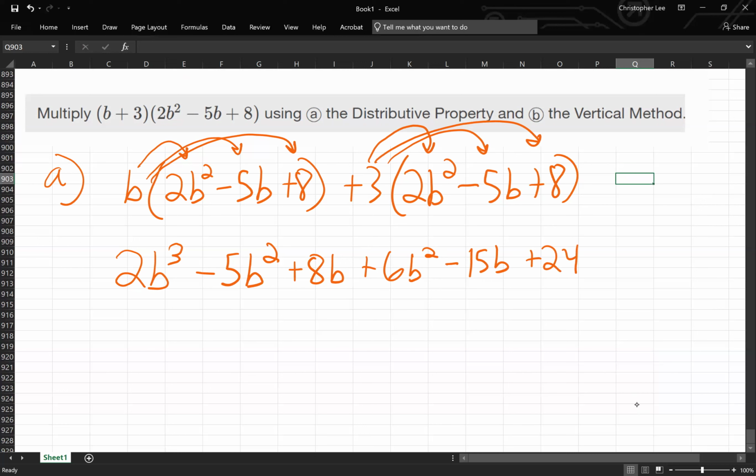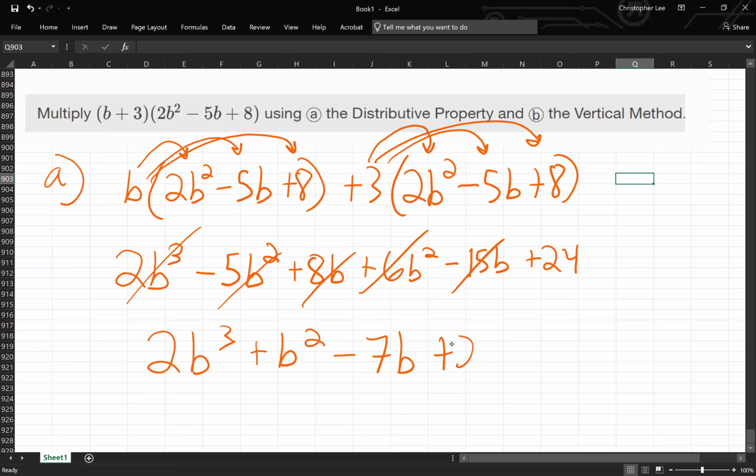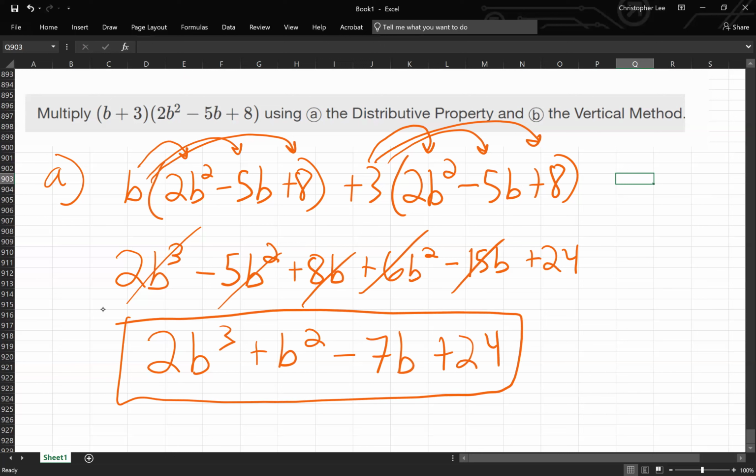Then after that, you want to combine like terms. Remember, that's a fancy way of saying add. So this is going to be what? 2b to the third power plus b squared, because negative 5b squared plus 6b squared. And then minus, what's that going to be? Negative 7b, right? And then last but not least, plus 24. That's my final answer. That's using the distributive property. Any questions on this? Anybody?